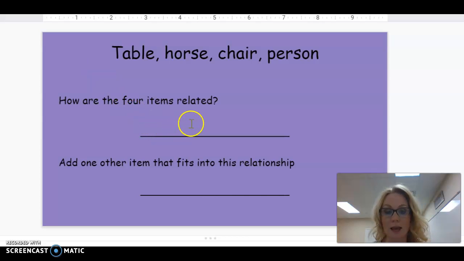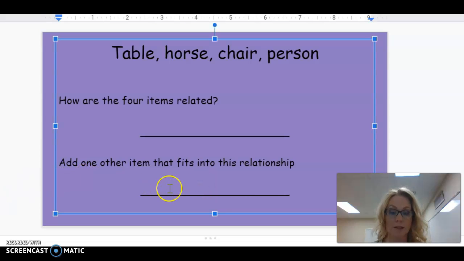Okay, so we could say that, and then we need to add one other item that fits into this relationship. So you need to think of something that has 4 limbs. So could we say maybe a dog? Yeah, I think that would work.